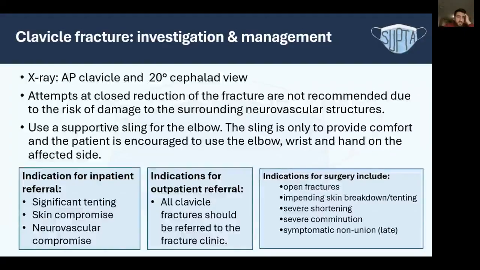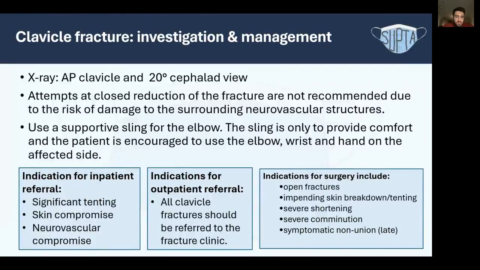What you shouldn't do is attempt a closed reduction. It's not usually recommended due to the risks to the surrounding neurovascular structures. So the management tends to be a supportive sling to provide comfort, and the patient is still encouraged to use the elbow and wrist of the affected side. Just try not to move the shoulder and the clavicle.